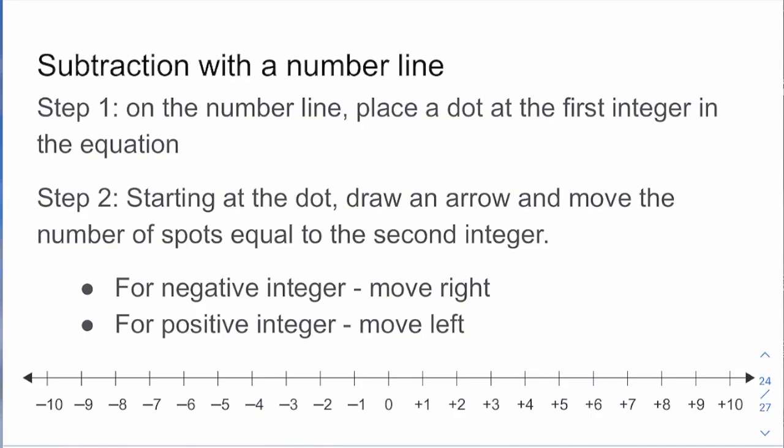Here are the notes that go with what I just demonstrated. So again, when we're doing subtraction of integers on a number line, the first step is to place on the number line a dot for the first integer in the equation. So find that first integer on the line. Then starting at that dot, we draw an arrow and move the number of spots equal to the second integer. Which direction do we move? For the negative integer, we move to the right. For the positive integer, we move left.